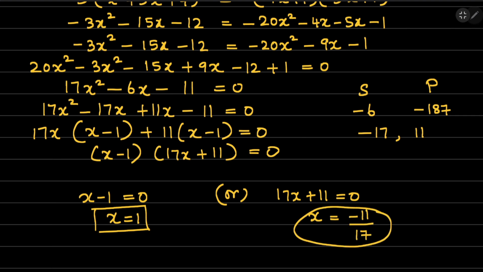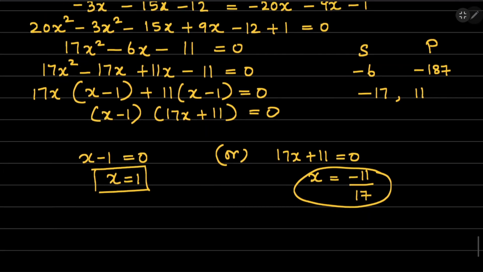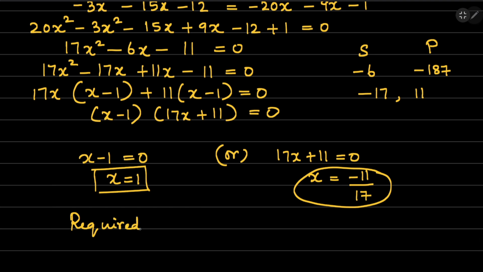Okay. So you just have to solve for x. So you can write both of these answers. Okay. So therefore the required roots are 1 comma minus 11 by 17. That's your answer. Okay. I hope you understood.